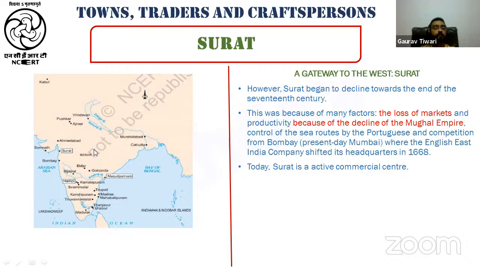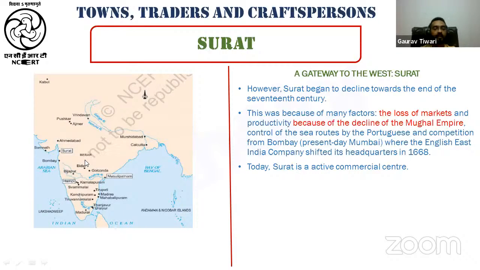Apart from that, another reason was Portuguese came and they controlled all the sea routes. ये जो सी रूट्स थे पोर्चुगीज कंट्रोल करने लगे. पोर्चुगीज अडॉप्टेड वन पॉलिसी विच इज नोन एज द पॉलिसी ऑफ ब्लू वाटर. और इस ब्लू वाटर पॉलिसी के तहत वो अरेबियन सी और इंडियन ओशन का काफी सारा ट्रेड रूट कंट्रोल करने लगे थे. एंड अपार्ट फ्रॉम दिस, सूरत ऑल्सो फेस स्टिफ कॉम्पिटिशन फ्रॉम बॉम्बे दैट इज प्रेजेंट डे मुंबई. यहाँ इंग्लिश ईस्ट इंडिया कंपनी ने अपना हेडक्वार्टर स्टैब्लिश कर लिया था इन द ईयर 1668 एंड विद स्टैब्लिशमेंट ऑफ बॉम्बे सूरत the position of Surat further declined. I hope this is clear to all of you.